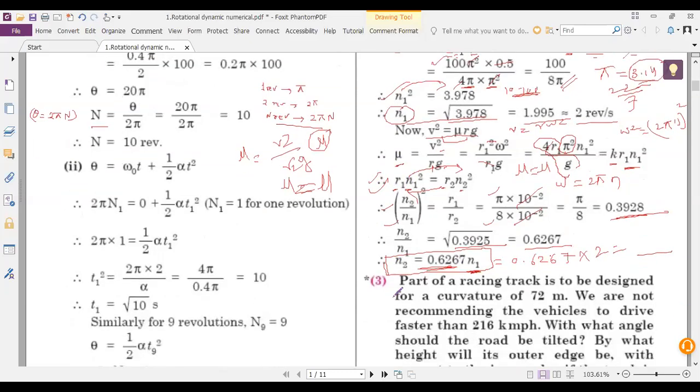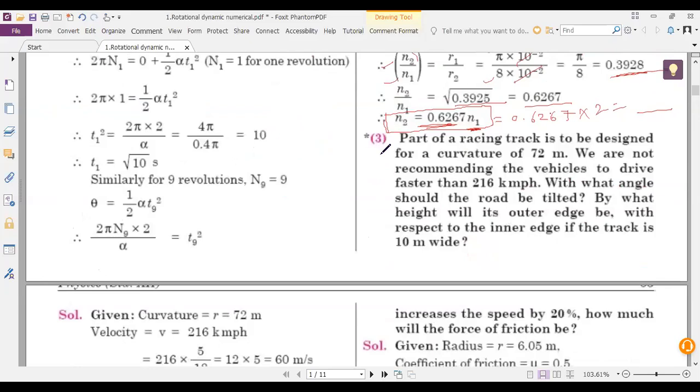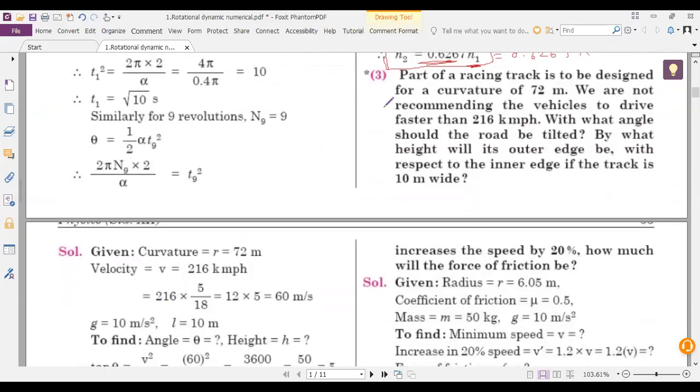Okay, so we go to the next question. Third question. इसको ऐसा कर देना ताकि इसका given part दिख जाए. Part of a racing track is to be designed for a curvature. Suppose this is a racing track. So design कैसा? Curvature. Curvature means any curve form. If there is a curve form, their distance.